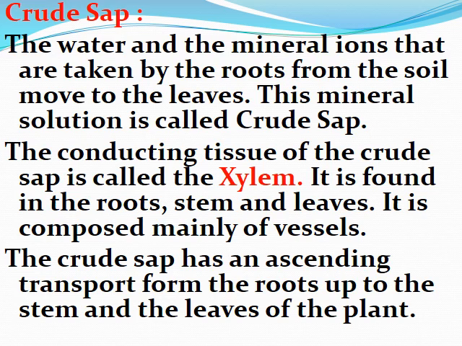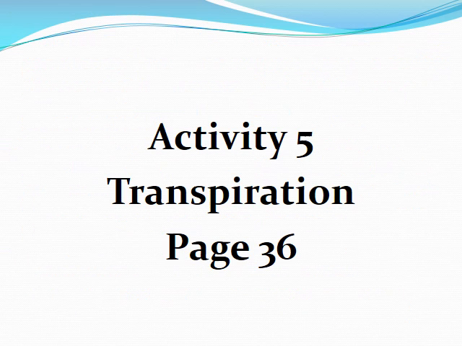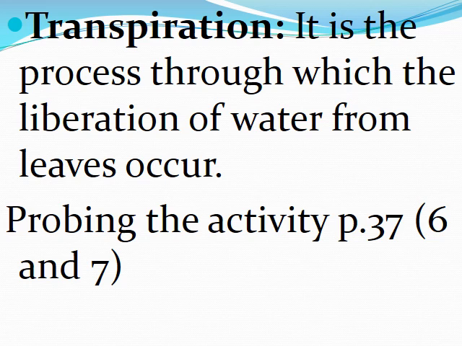Transport of the crude sap: the water and mineral ions that are taken by the roots from the soil move to the leaves and then move around to all the plant. This mineral solution is called crude sap. The conducting tissue of the crude sap is called xylem. It's found in the root, stem, and the leaves. It's composed mainly of vessels. The crude sap has ascending, or upward, transport from the roots up to the stem and the leaves of the plant. Transpiration is the loss of water from the leaves.